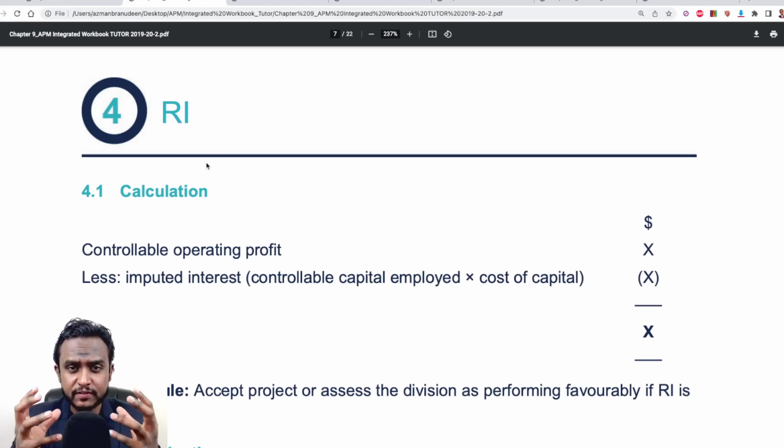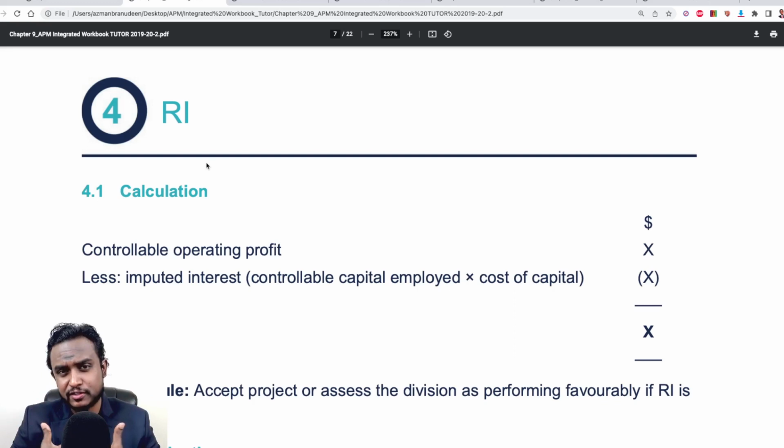Because you funded your division by a $1 million loan, maybe it came from corporate, central finance, treasury, whatever, you had to pay $10,000 annually for that. Now your annual controllable operating profit is $100,000. Your interest cost is $10,000. So your residual income becomes $100,000, which is the controllable operating profit, minus $10,000, which is the imputed interest.